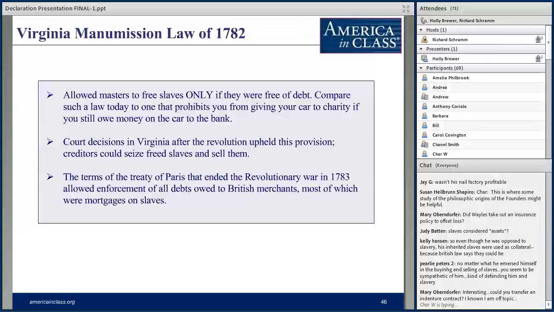And somebody's saying, could you transfer an indentured contract? And the answer is yes. If it was made in England, it was always transferable.